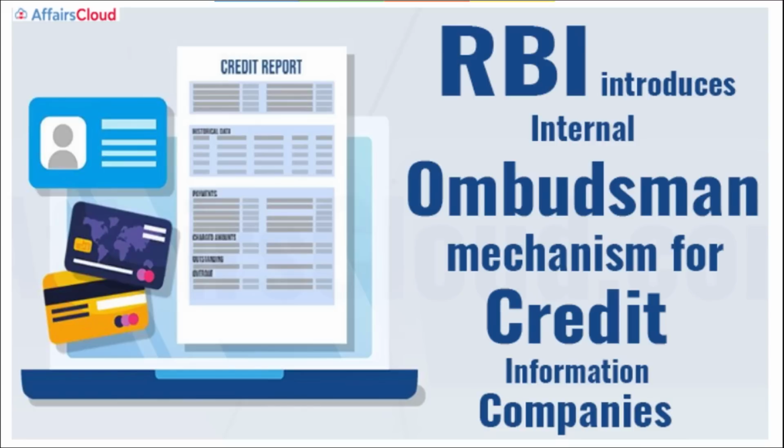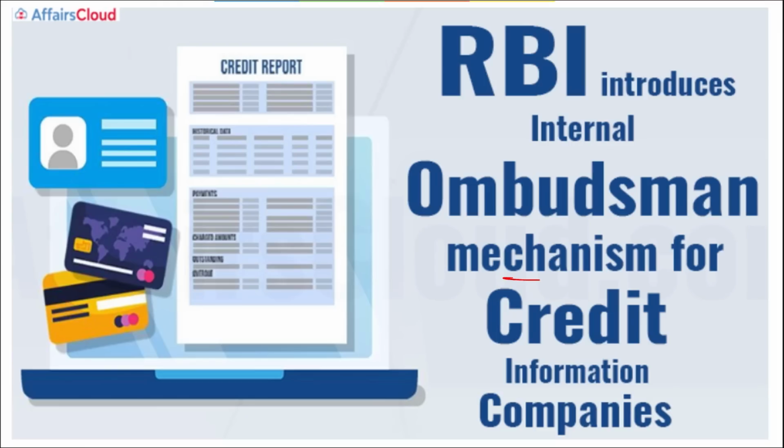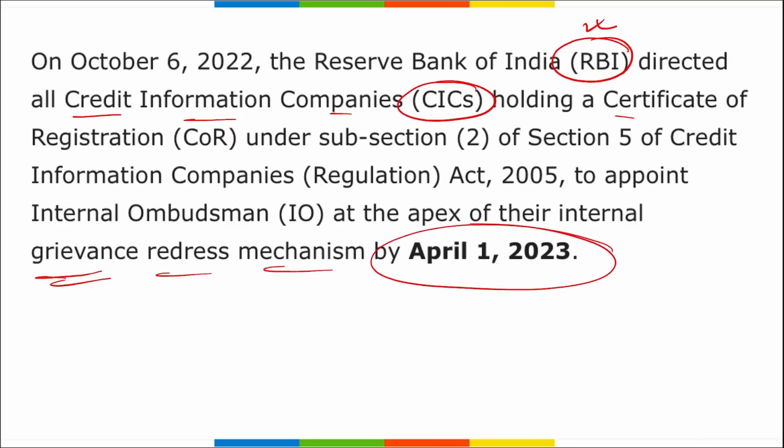Moving on, next. Next news is regarding an internal ombudsman. So RBI has introduced internal ombudsman mechanism for credit information companies. First of all, remember who launched this internal ombudsman mechanism. It was launched by RBI. RBI directed all your CICs, that is your credit information companies holding a certificate of registration under subsection 2 of section 5 of the Credit Information Companies Act, to appoint an internal ombudsman at the apex of their internal grievance redressal mechanism by 1st of April 2013.